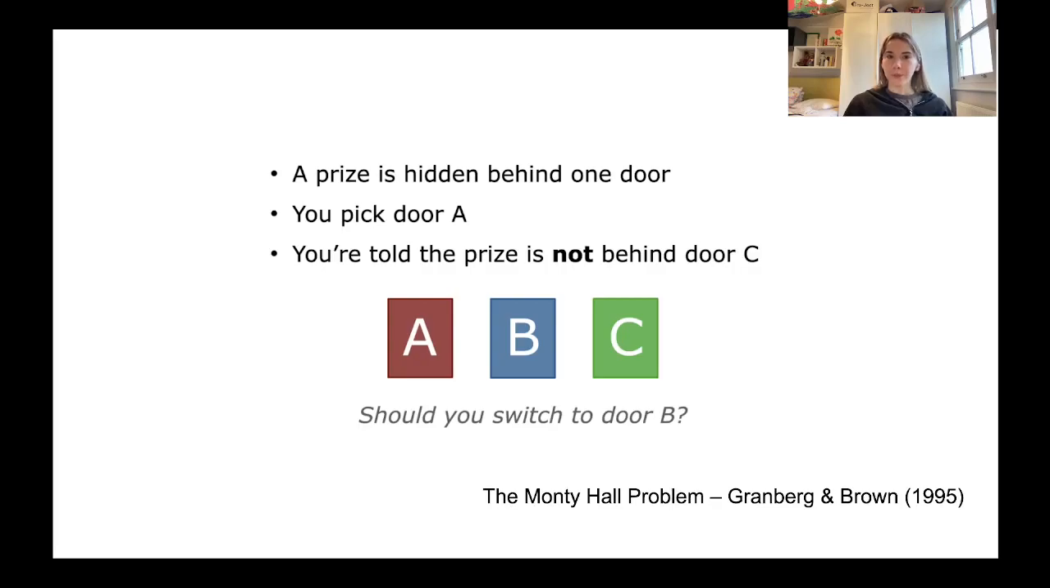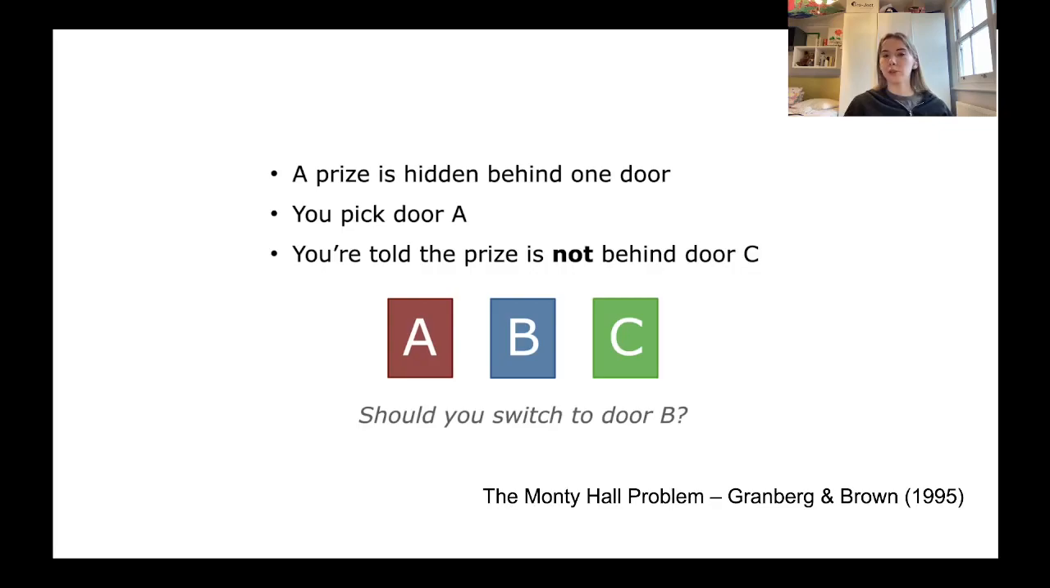You're on a game show and you're told that there is a prize hidden behind one of three doors, in this case A, B, and C. You're asked to pick one of the doors just at random. For example, in this situation, let's say you pick A. The game show host then tells you that the prize is not behind one of the other doors, in this case door C, and opens the door to show you.